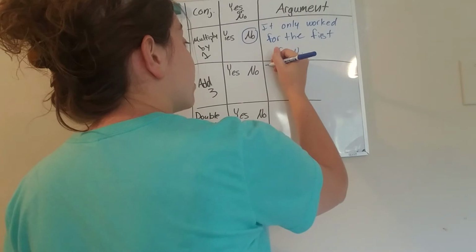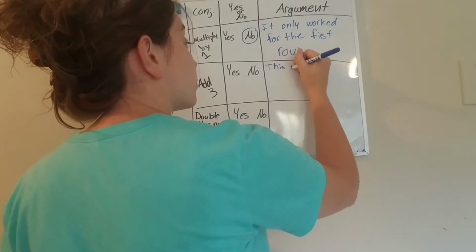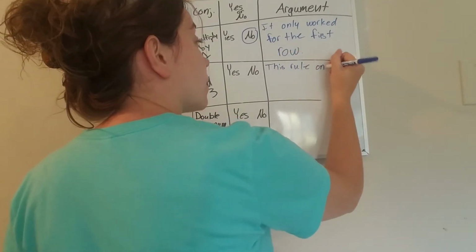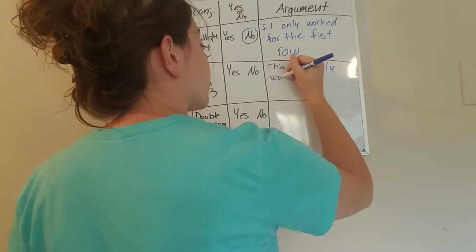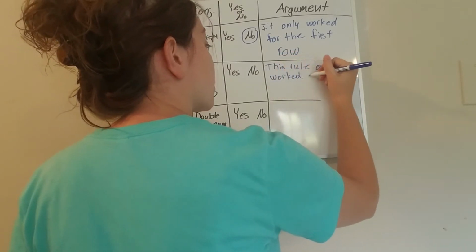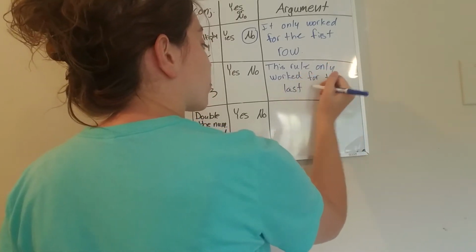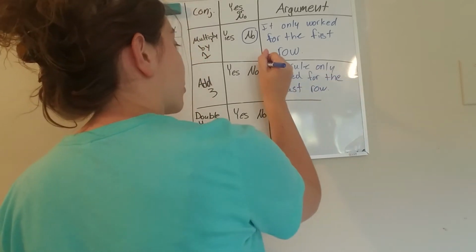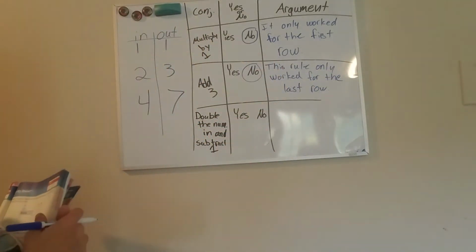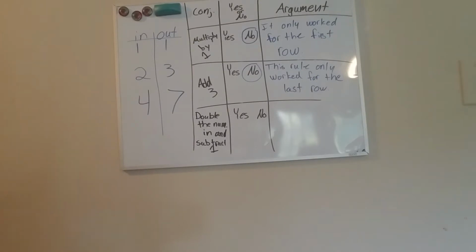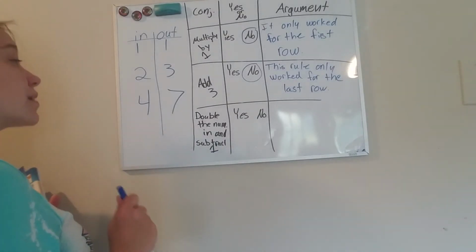So this rule only worked for the last row. And so we're going to circle no. Okay? This rule only worked for the last row, so we know it is not the correct rule as to what actually is going on in this number diagram table. Okay? Now, fingers crossed this one works. Let's see if this works.